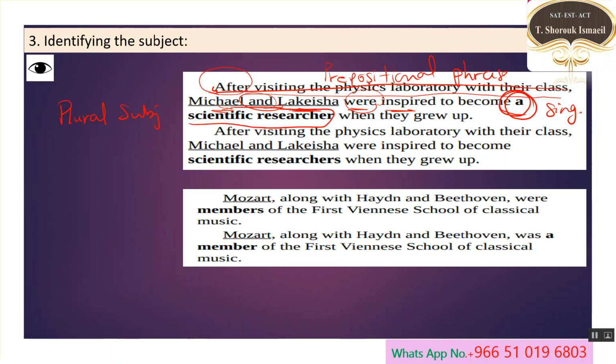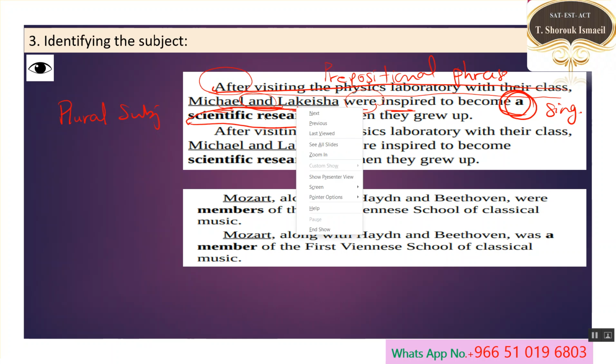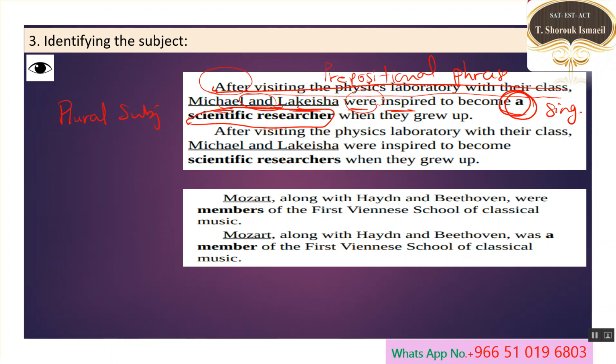Scientific researcher. So actually, he's talking about Michael and Lakisha. How come you talk about two people as a scientific researcher, only one, a singular person? This does not follow. Here I have a disagreement. So this one doesn't follow my subject. What do I need to do? I need to make this plural. How can I do it? I cross out, of course, the letter A and add an S here: as scientific researchers when they grew up.